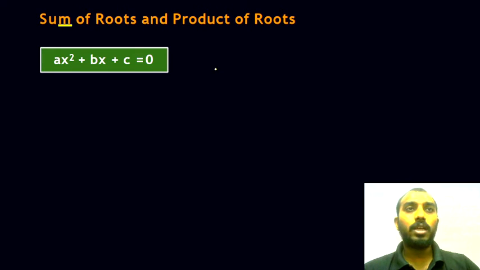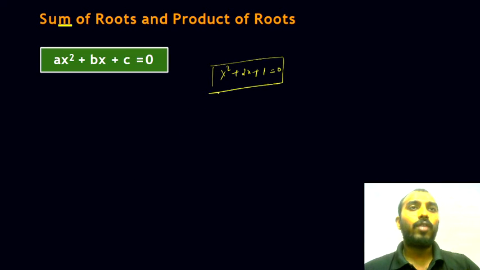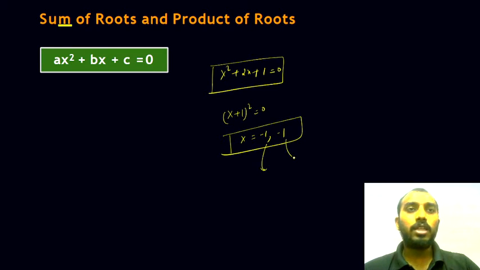Let the equation be x square plus 2x plus 1 equals 0. Find the sum of roots. What will you do? You will find the roots and take a sum. What is the root of this quadratic equation? We can say (x plus 1) whole square equals 0. So the roots are minus 1 and minus 1. These are repeated roots, so one root is minus 1 and another is minus 1.